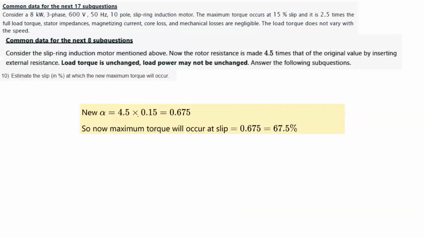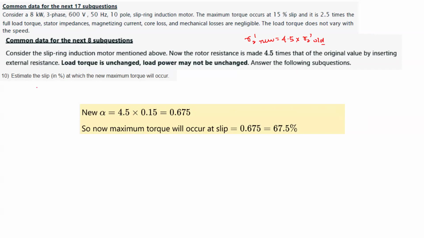Now, there is the next set of questions. In this next set, they're asking about the same machine. The slip ring induction motor is the same. Now, the rotor resistance is made 4.5 times the old rotor resistance. This is the change which they have made. So now R2 dash new is equal to 4.5 times R2 dash old. That is the only change.